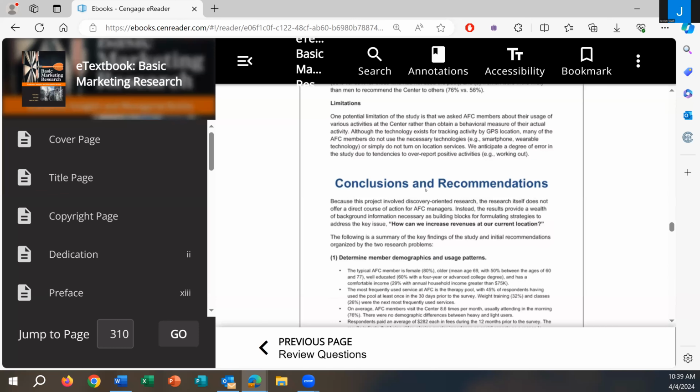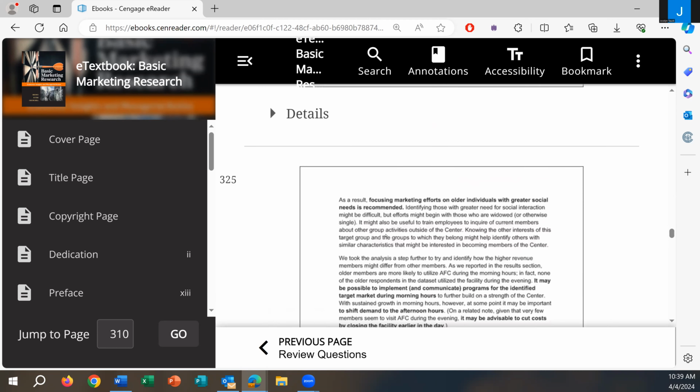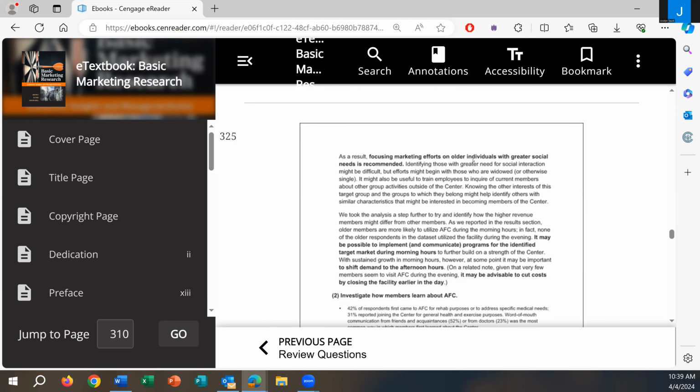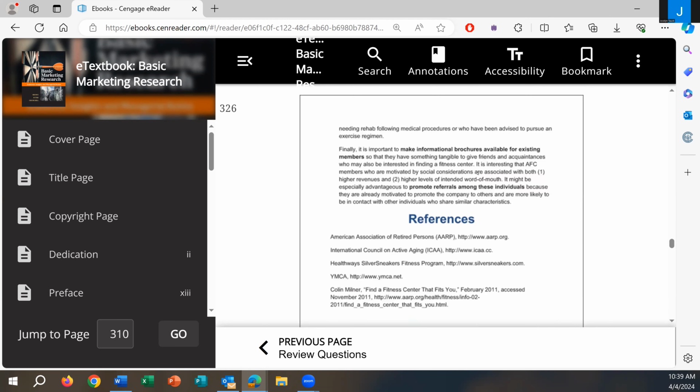And then the conclusions. So this is what we found: demographic patterns, things like that. And then where should we focus our marketing efforts? Where should we focus on putting our ad dollars as far as where members learn about the fitness facility? And then that's the report, adding any references.